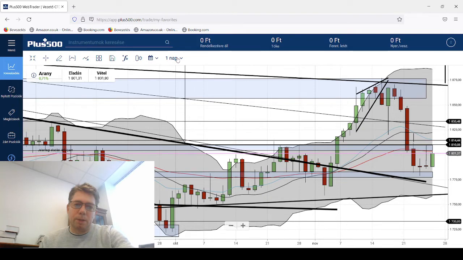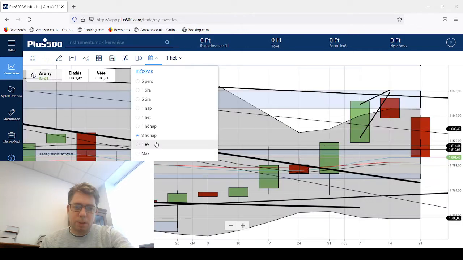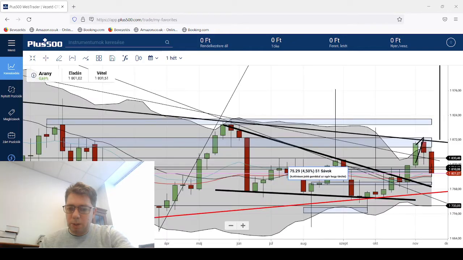Good. Weekly chart on gold. So this is the weekly chart on gold. Let's have a look at it. And on the weekly chart, yeah, we got back to the 20 EMA. We are right now above the 20 EMA.